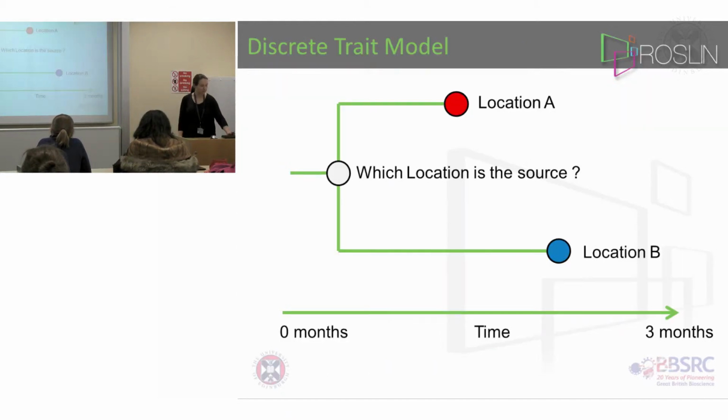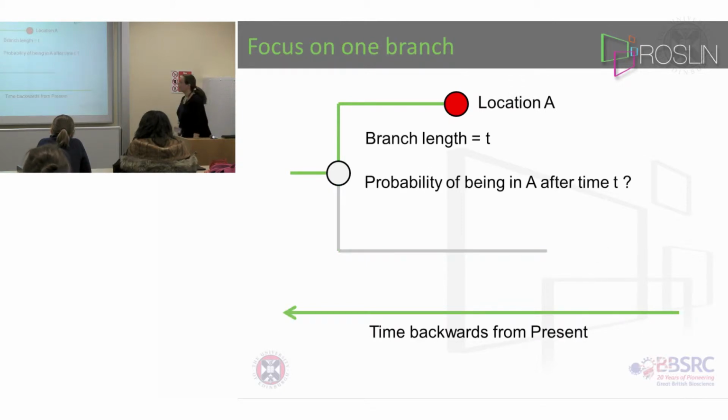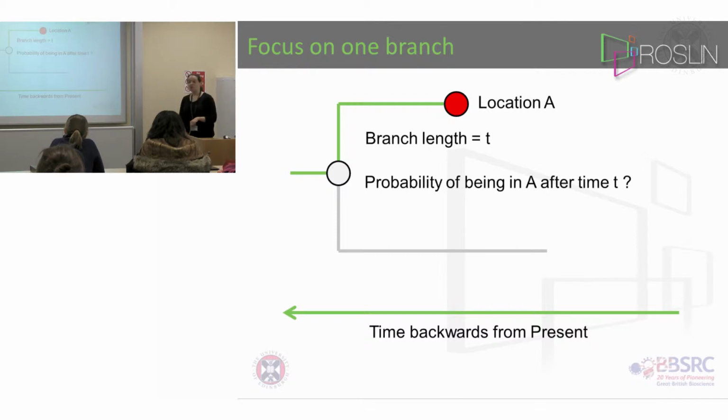Okay, so back to our question of which location is the source. We have a time-scaled tree, and this little branch length here, that's time t. And fundamentally, we're asking, what is the probability of being in state A after time t? Now remember, we're thinking in population genetics, so time is going to run backwards from the present. So this is what we know, and a time t ago, which location were we in?